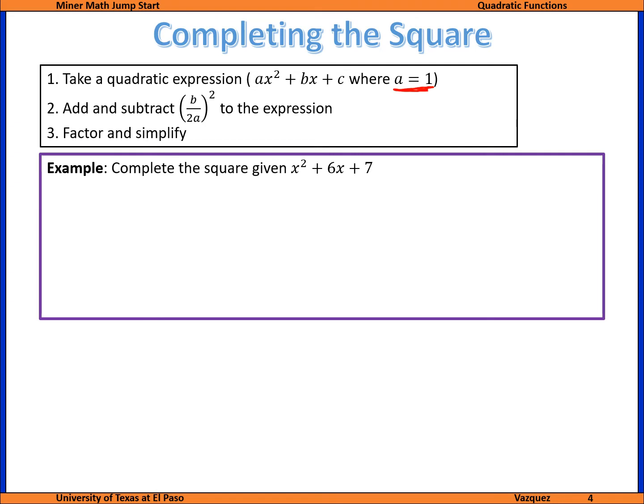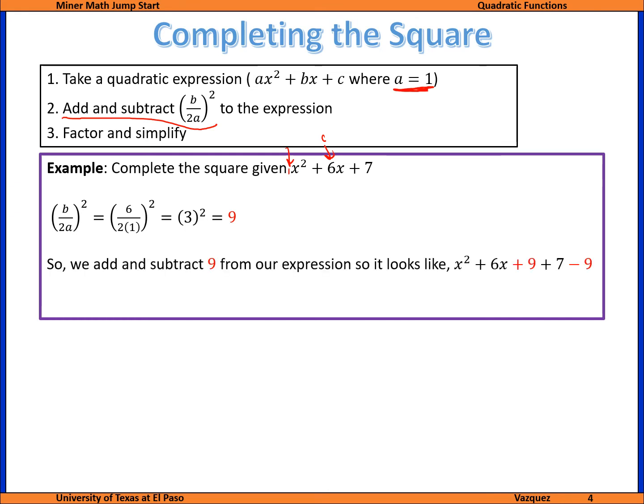As step 2 tells us, we're going to add and subtract b over 2a squared. Now remember, a is this number in front, which is just 1, and b is this number 6. So this is what it's going to look like. b over 2a squared is 6 over 2 squared, which is equal to 9. So we're going to add and subtract 9 from our expression. And I put them in red so that you could see it easier.